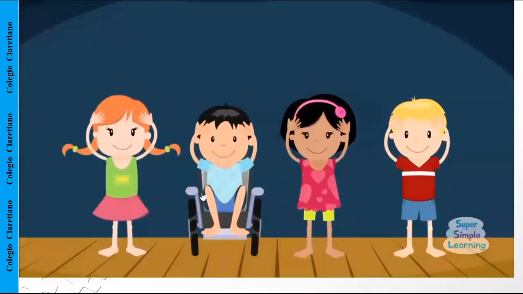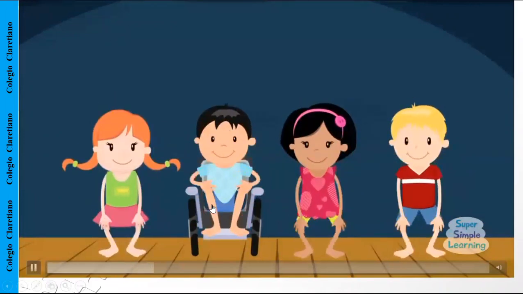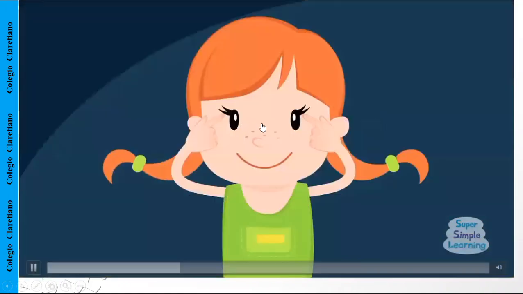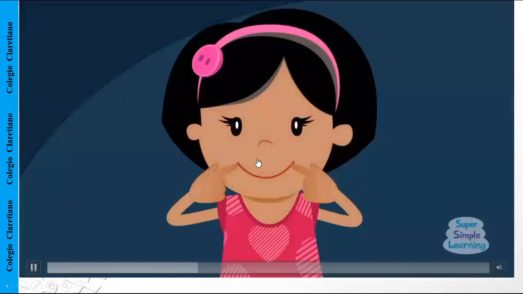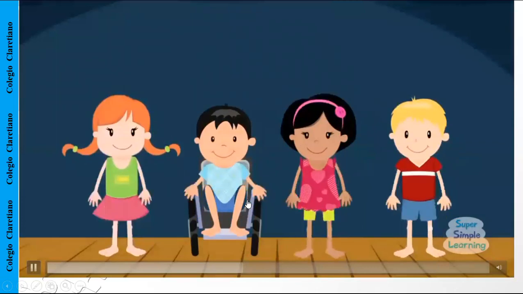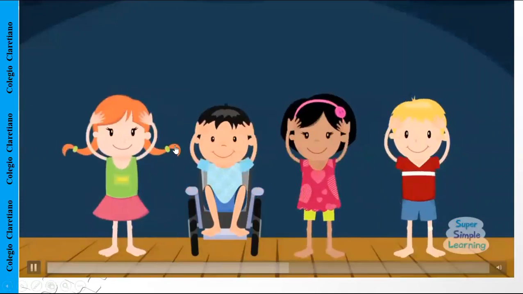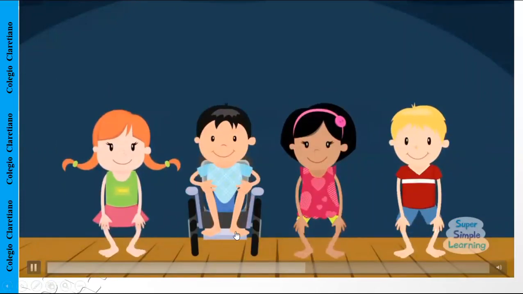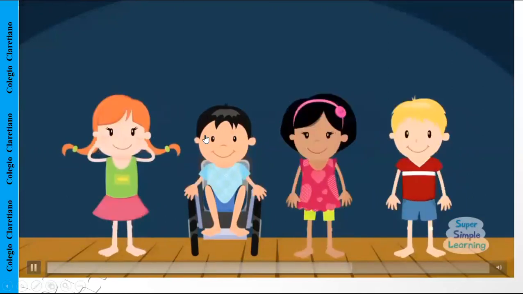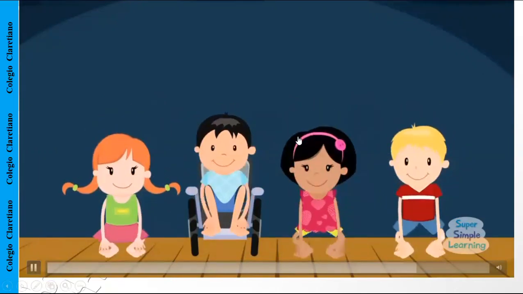Head, shoulders, knees and toes, knees and toes. And eyes and ears and mouth and nose. Head, shoulders, knees and toes, knees and toes. One more time. Head, shoulders, knees and toes, knees and toes. And eyes and ears and mouth and nose. Head, shoulders, knees and toes, knees and toes.